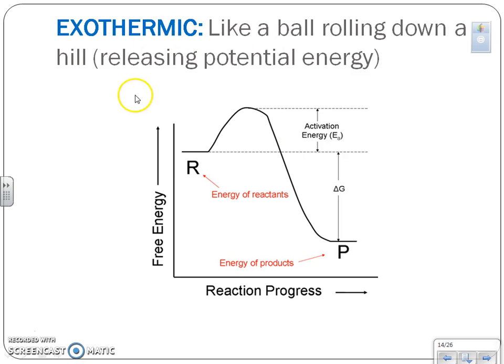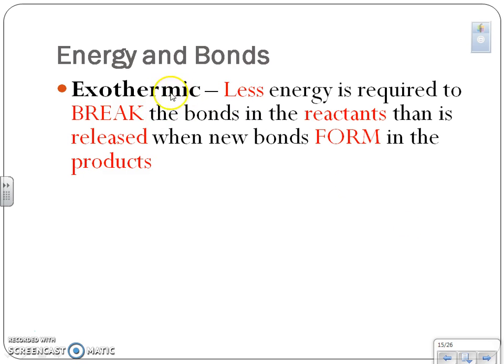Exothermic processes are just the opposite. Your reactants have high energy, your products have low energy. So the extra, the leftover, is given off as heat. It's like a ball rolling down a hill. It releases the energy. Exothermic, less energy is required to break the bonds in the reactants than is released when new bonds form in the products.